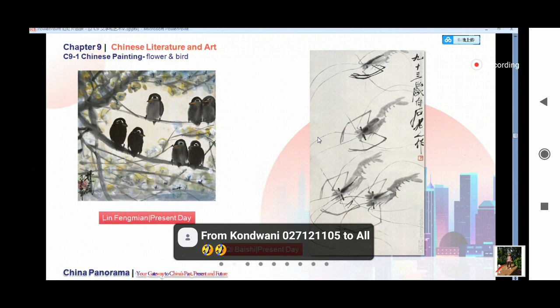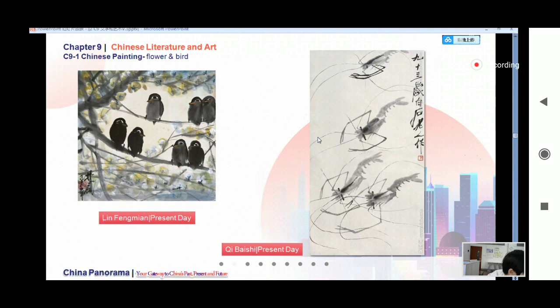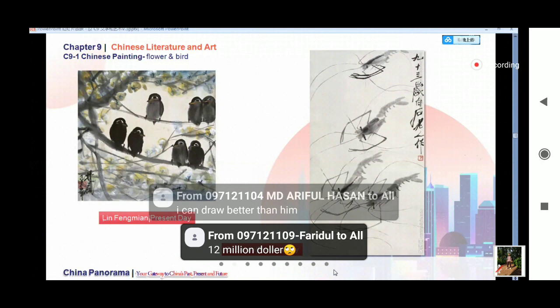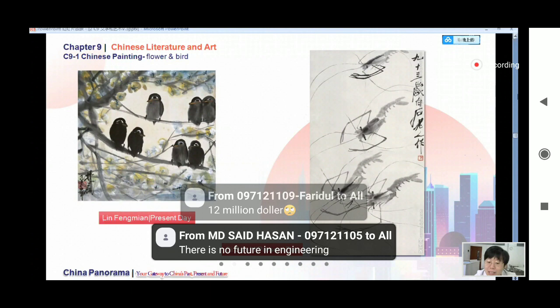Let me check the price. 1.2亿, $12 million. Okay. Really shocking. Okay, $12 million, because this artist is very famous.